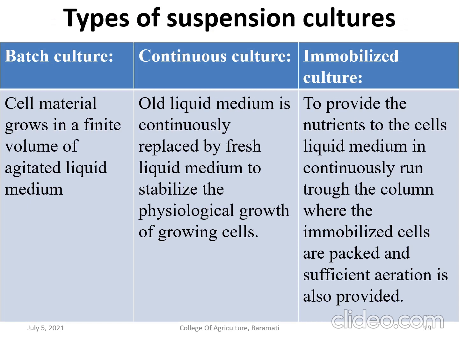Now in suspension culture, there are 3 types of cultures involved. One is batch culture, another is continuous culture, and third is the immobilized culture. In batch culture, generally the cell material grows in a finite volume of agitated liquid media. Usually you have a single flask or a bioreactor in which you have to add liquid media, you have to add cells.